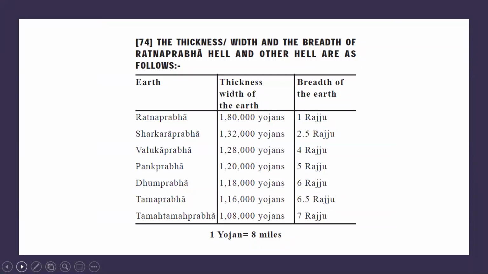In the next slide, we'll see the thickness and the breadth of each of the Narkavas. First Ratnaprabha, as we saw, is 180,000 yojans in thickness, and the width is 1 rajju. The second, Sarkara Prabha, decreases to 132,000 yojans, and the breadth is 2.5 rajjus. Similarly, if you go all the way down to the 7th Narak, that is Mahatama Prabha, the thickness is 108,000 yojans, and the width is 7 rajjus. So the width increases and the thickness decreases as you go down.